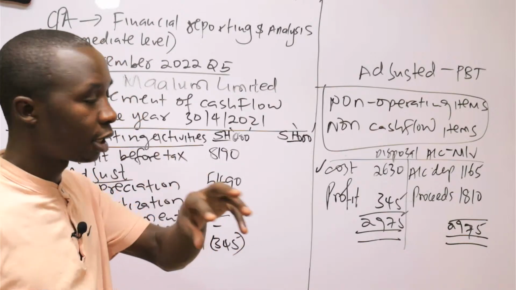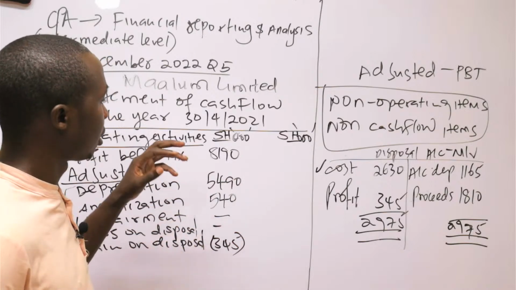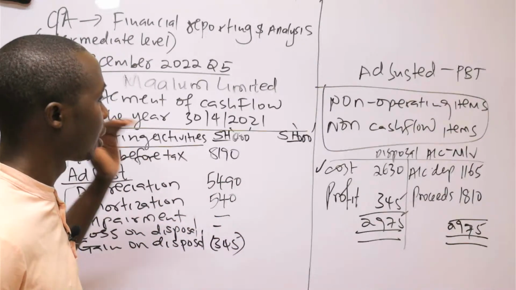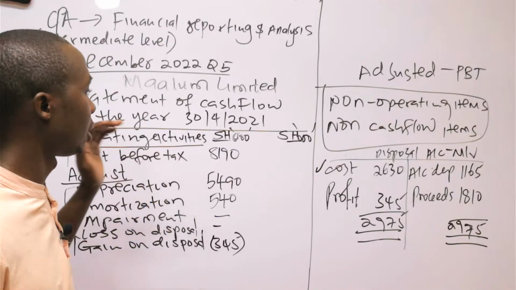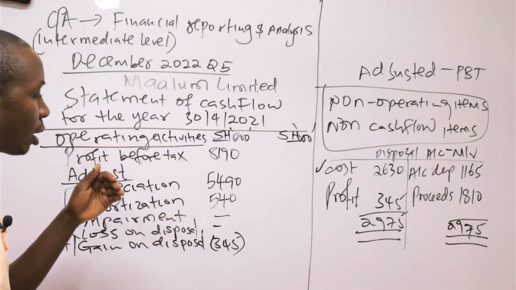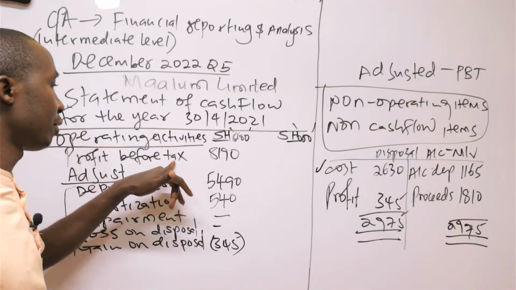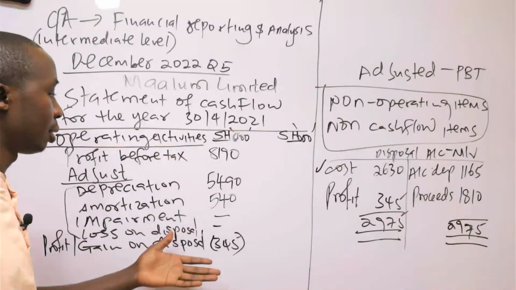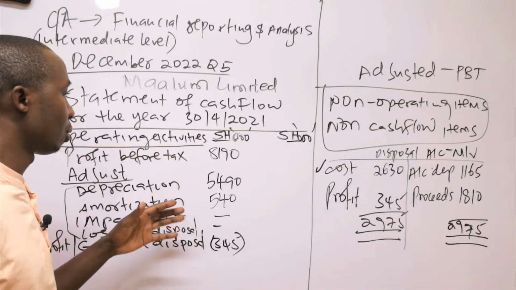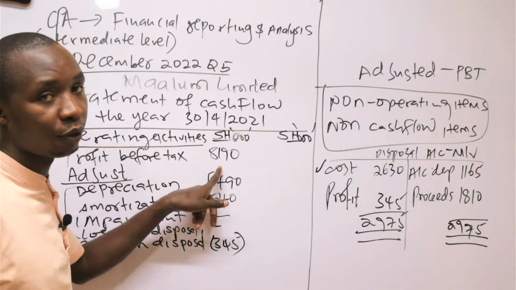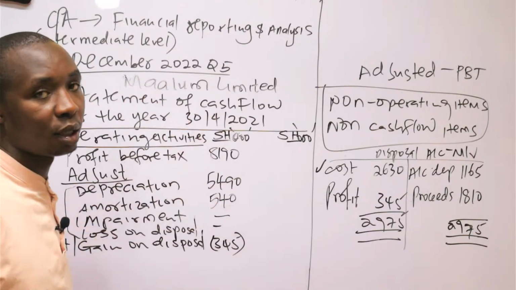So when you are doing a cash flow question, remember that it will be based on 3 activities. I have started with the first one, the operating. So under the operating, you start from the profit before tax. You adjust with the items which are non-operating, which were adjusted in order to arrive at this profit before tax, and they were not supposed to be adjusted.